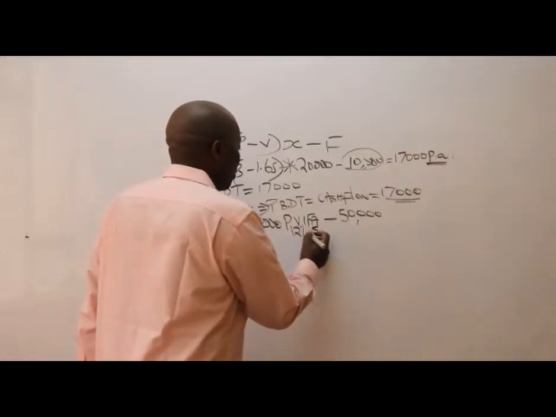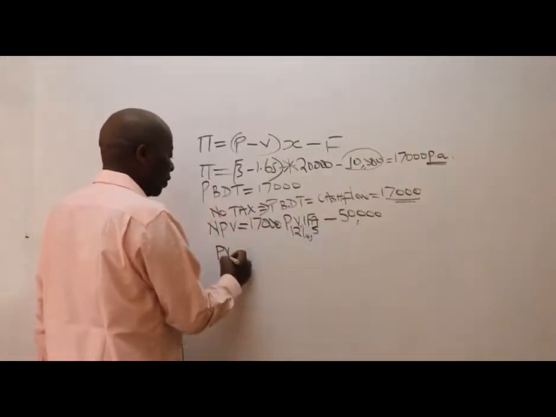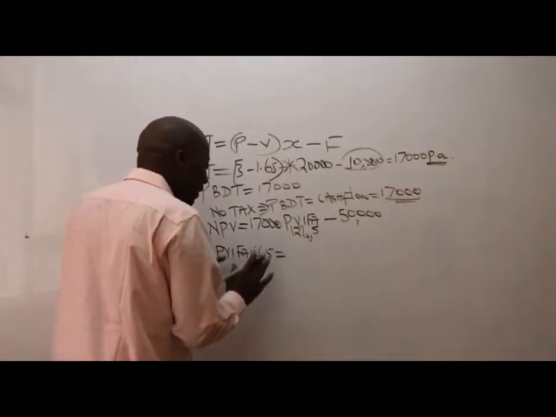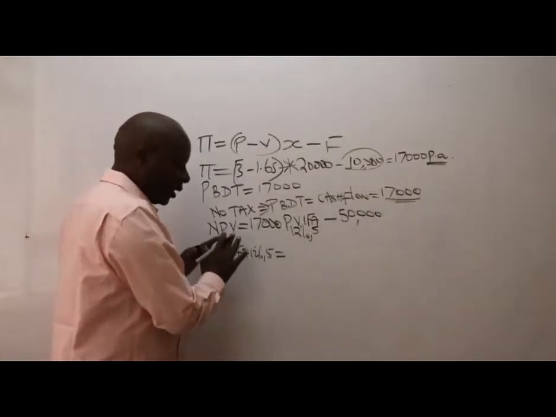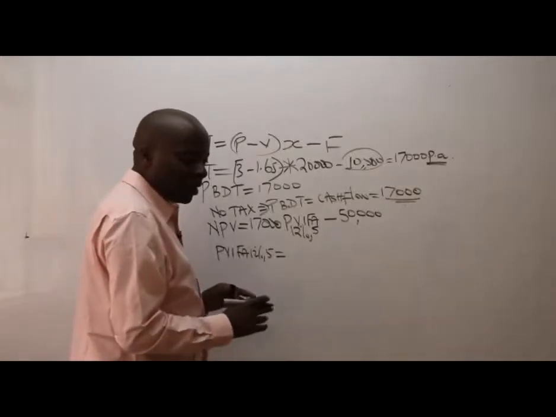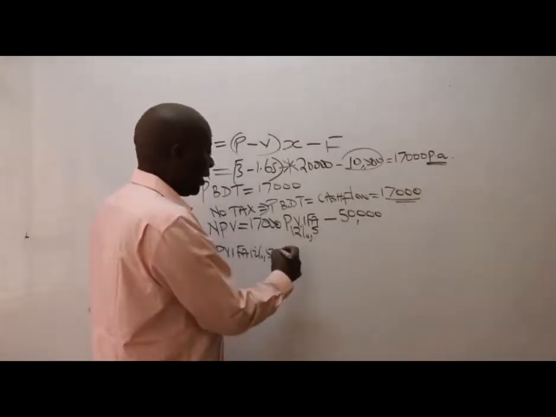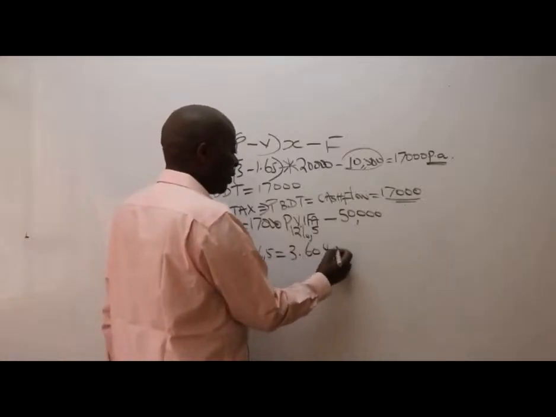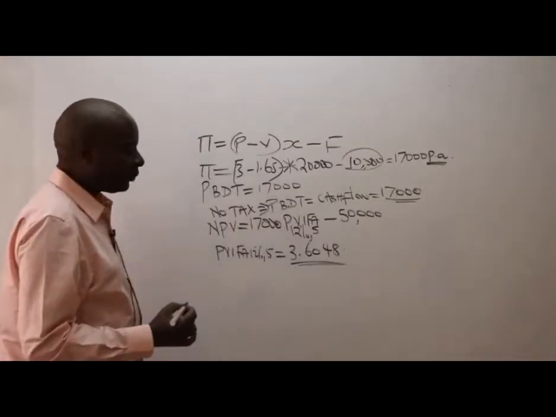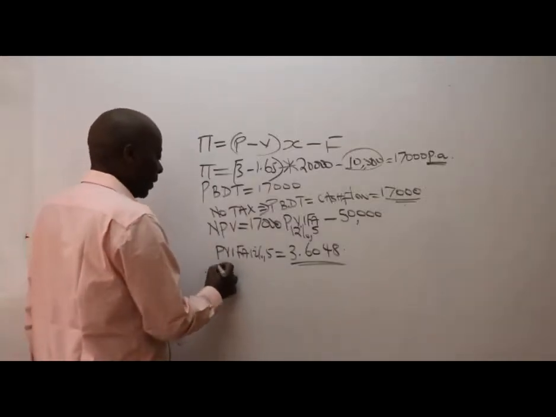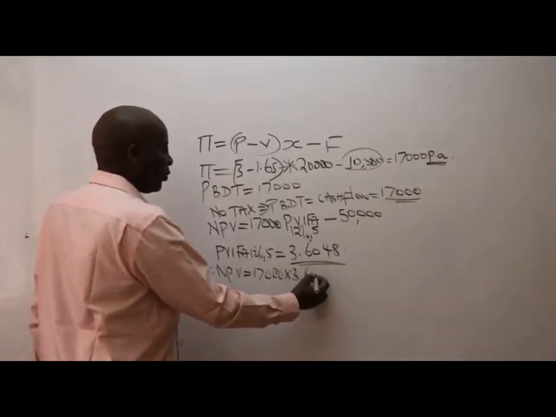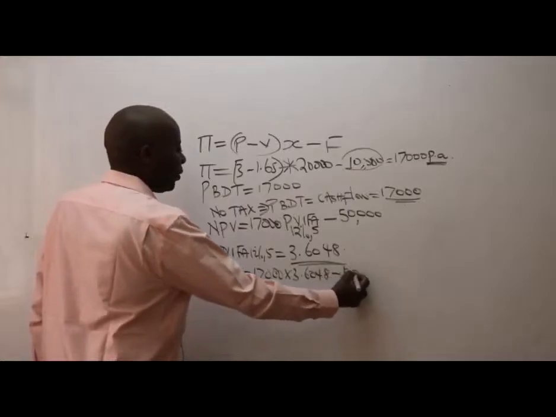So then I would want a good student to come here and give us the PVFA at 12%, 5 years. If you have a table where you are able to read this, the better. David tells me it is 3.6048. Thank you so much. So therefore, my net present value will be 17,000 times 3.6048 minus 50,000.